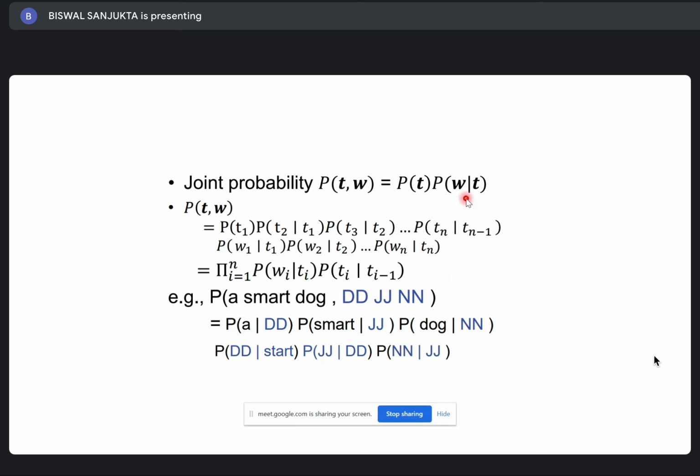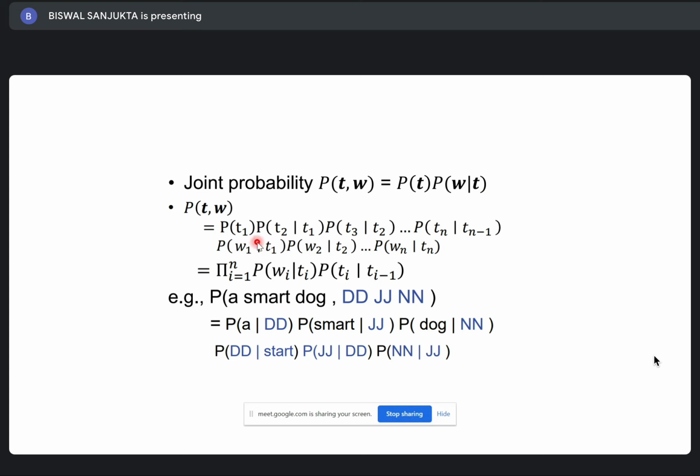So that is why this probability of word sequence given tag sequence is represented in this way. Probability of first word given its tag multiplied with probability of second word given its tag, like that. I hope this is clear, because this is what will help us in POS tagging.